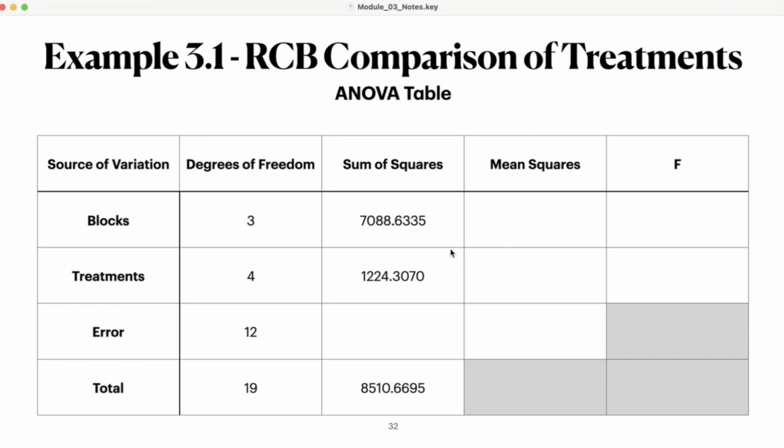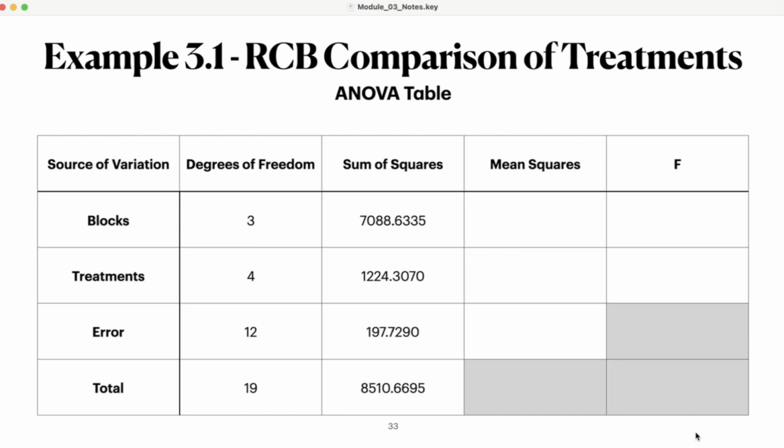Now we have enough to start populating the ANOVA table. I've entered the sum of squares for blocks, the sum of squares due to treatments, and the total sum of squares. Now we can get the sum of squares error by subtracting from 8510.6695 the sum of squares for blocks and the sum of squares for treatments. Doing that, we get 197.7290.